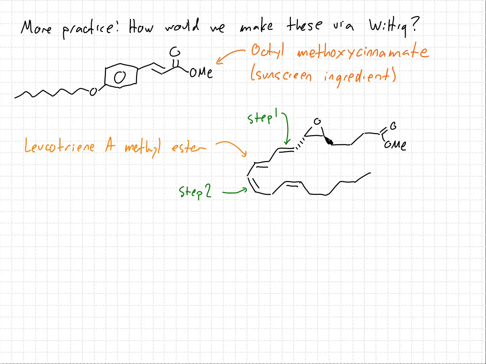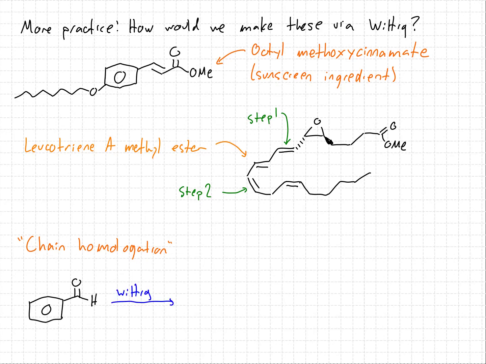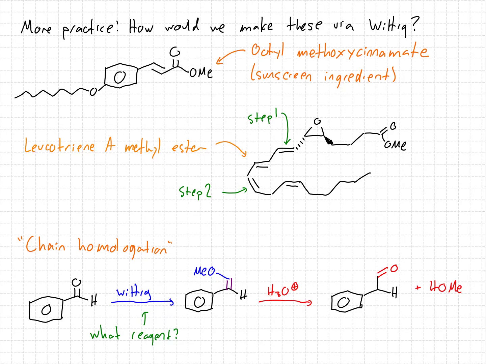And finally, the Wittig reaction is very useful for a process known as chain homologation. In this process, we take an aldehyde like this and treat it with a Wittig reagent to get an enol ether. So this is the ether of an enol. I've shown it here. For the first part of this, pick the Wittig reagent that you would use to do this reaction. After we get the enol ether, we can treat it with H3O+ to give an aldehyde, like so. We're going to lose methanol in this step.